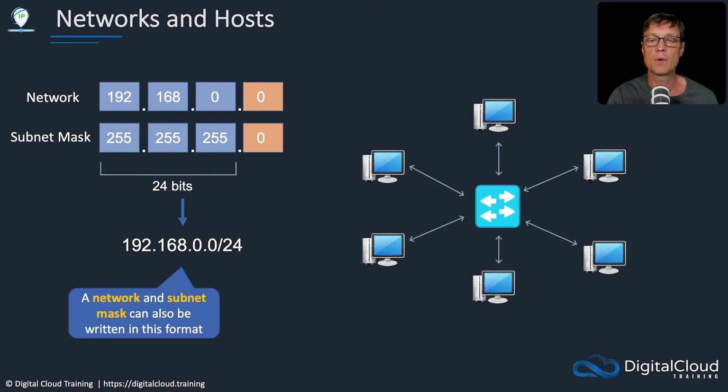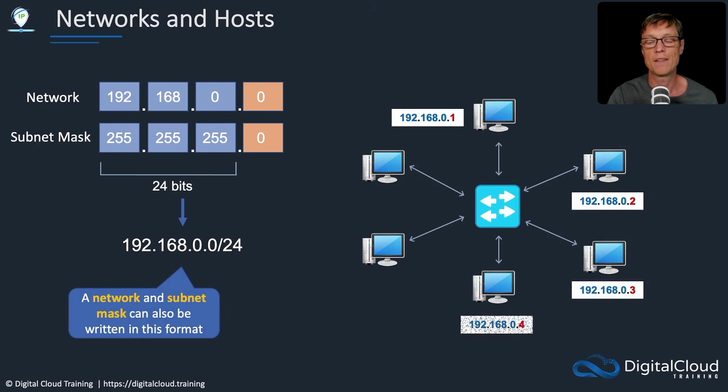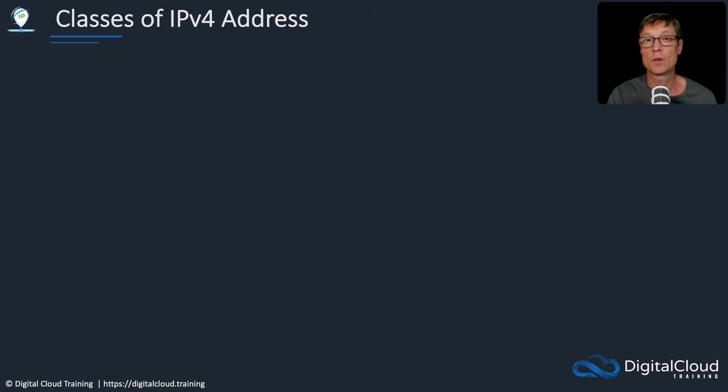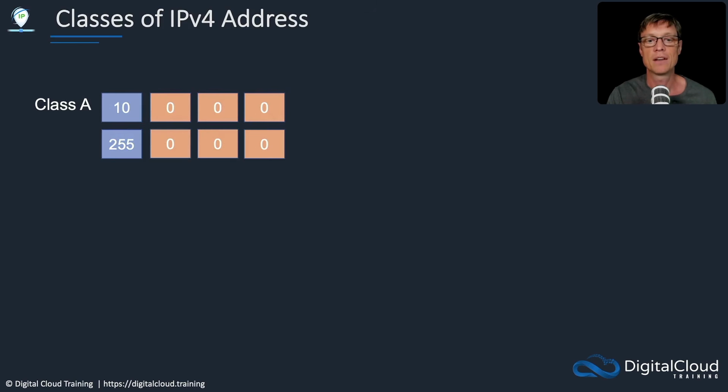So on this network, we might have several computers, and we can see that they each have different host IDs, but the same network ID. In this case, the host IDs are 1, 2, 3, 4, 5, 6, and the network ID is 192.168.0 for all of the hosts on the network. We also have something called classes with IP addresses. Class A looks like this, 10.0.0.0 and 255.0.0.0. Essentially, you have an 8-bit subnet mask.